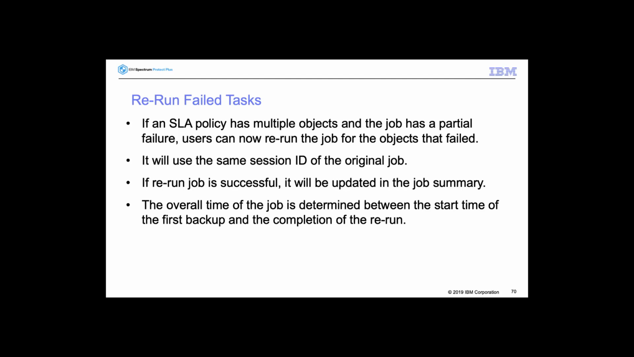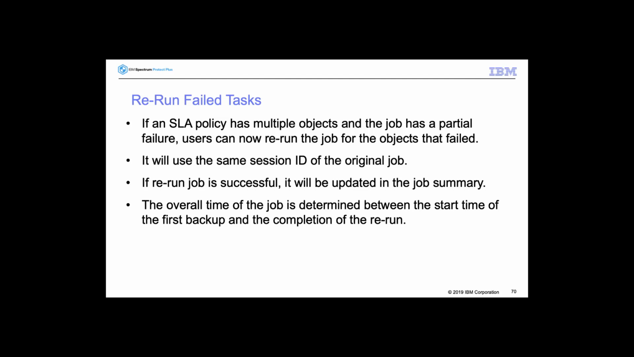Again, another issue with the granularity that people wanted was, if an SLA failed, to be able to rerun just the failed machines of the SLA, not the whole SLA. And beginning in 10.1.3, you can now do that. If an SLA policy has multiple objects and a job has a partial failure, you can now rerun the jobs for the objects that failed.